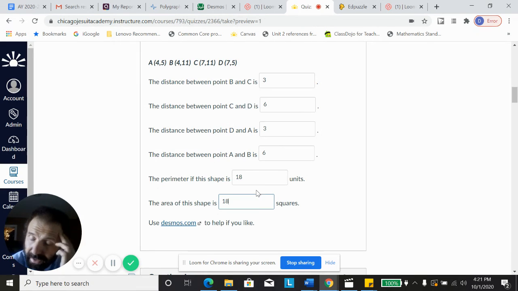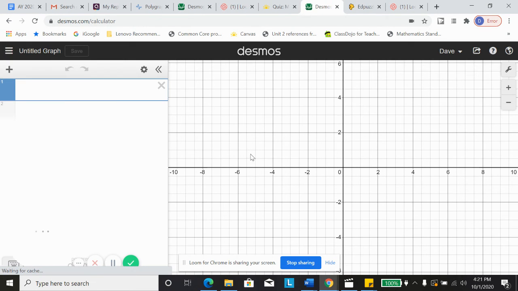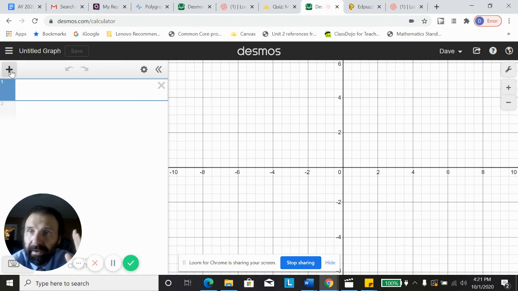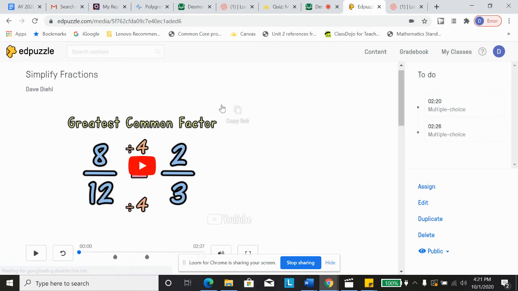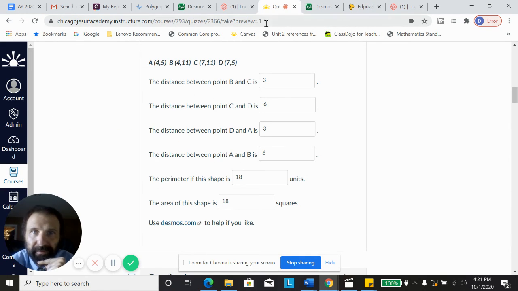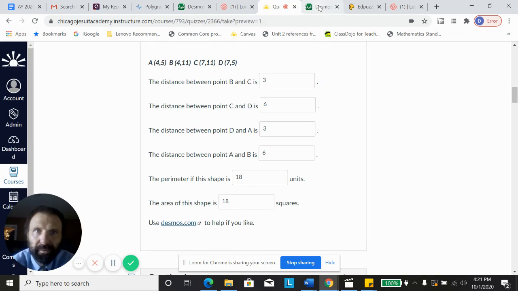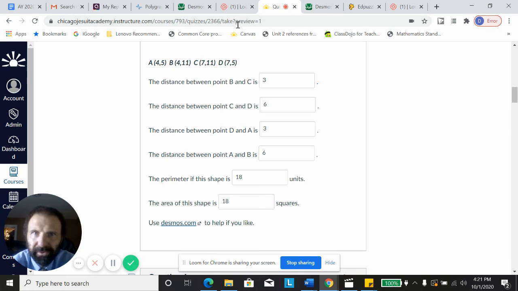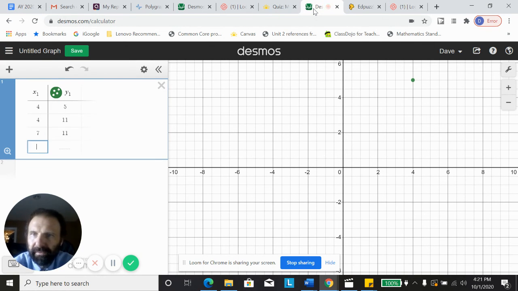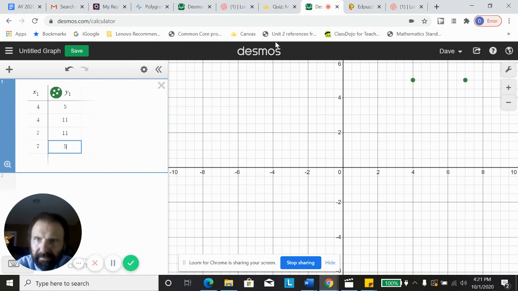I will say, if you're struggling with that, because a lot of this is visualization, what you can do is go to Desmos and click on Graphing Calculator. If you want to get a picture of this, what you can do is go to Add a Table, all right, and look at those points: 4, 5, 4, 5; 4, 11, 4, 11. Next one was 7, 11, 7, 11. And the next one was 7, 5, 7, 5.